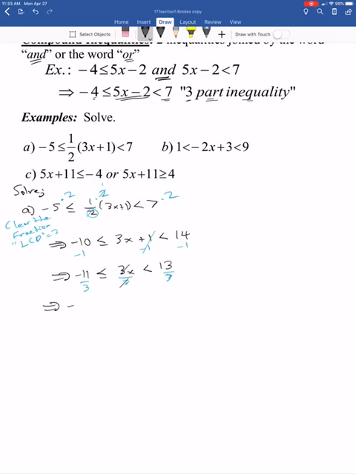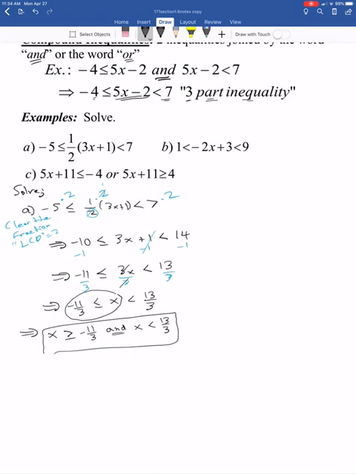So we end up with what? Negative 11 thirds on the left side of the three-part inequality, and x here in the middle, and then less than 13 thirds. So there's a statement of our solutions. Now I like to break that up. So this says that x must be greater than or equal to negative 11 thirds, and at the same time, x must be less than 13 thirds. So there's a statement of our solutions.